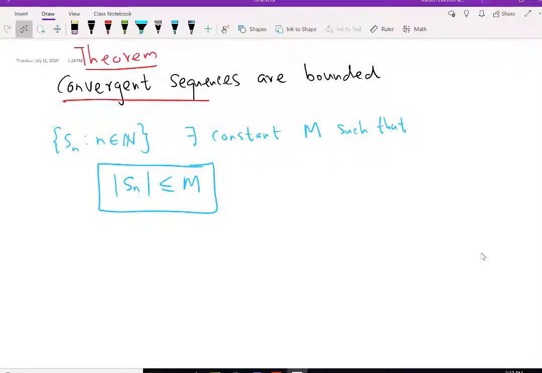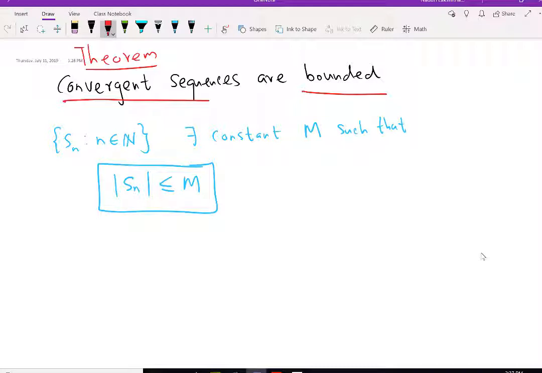Alright, hello everyone. So we are going to learn a new theorem regarding convergent sequences. The theorem says convergent sequences are bounded. Okay? So what does it mean for a sequence to be bounded?